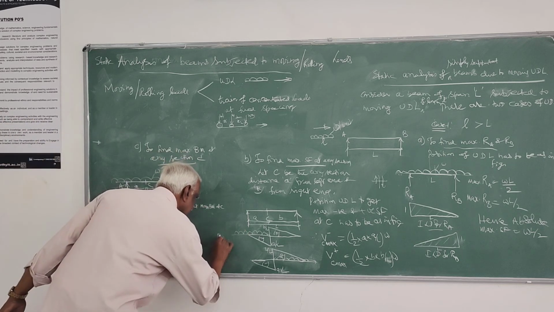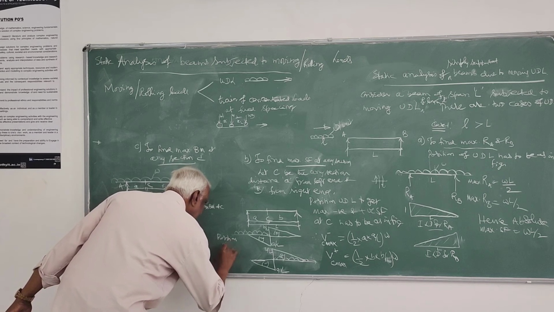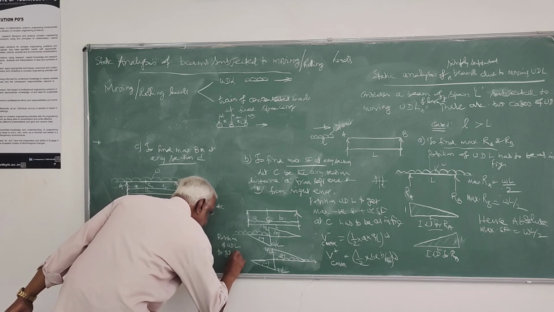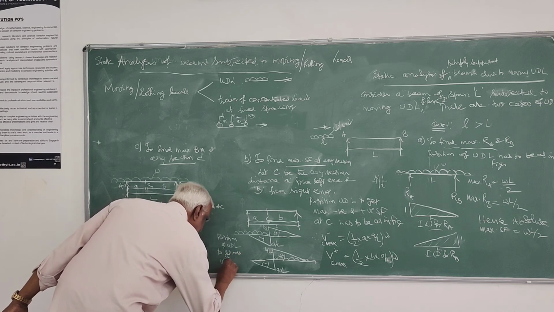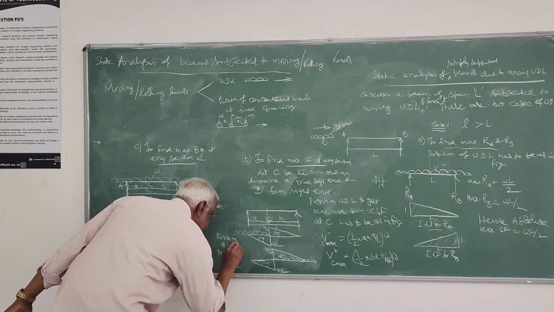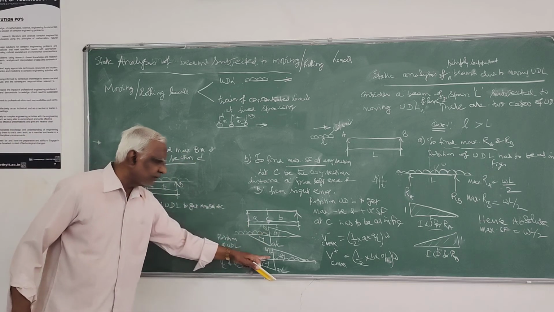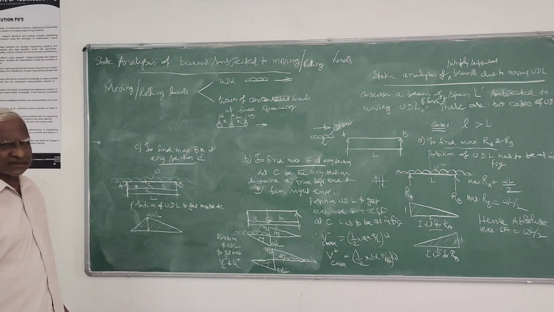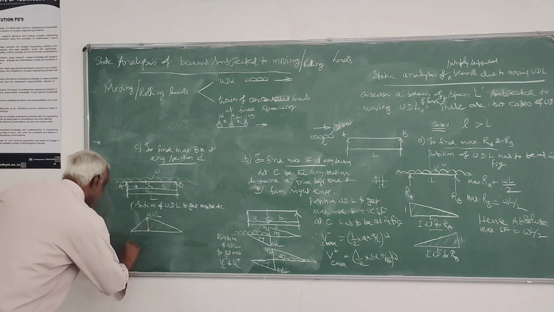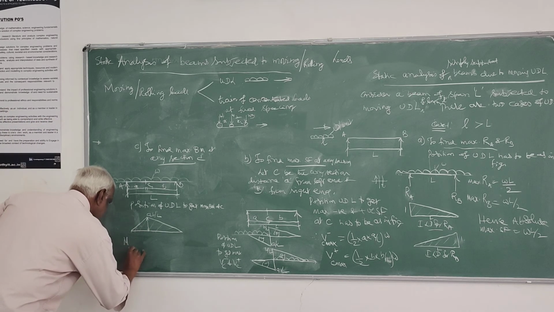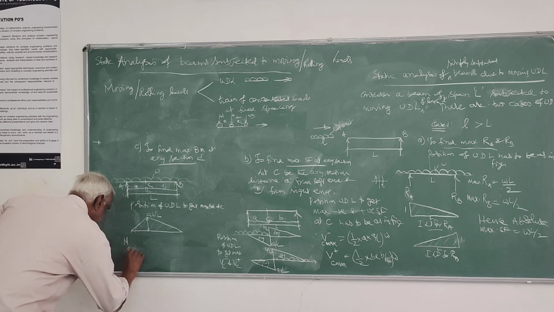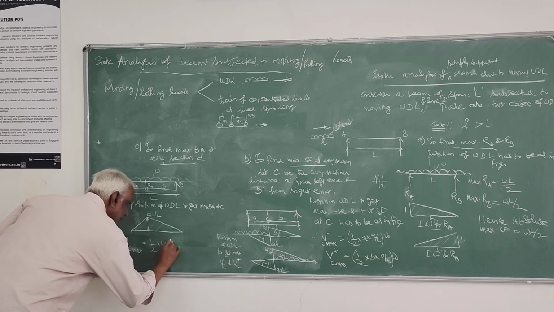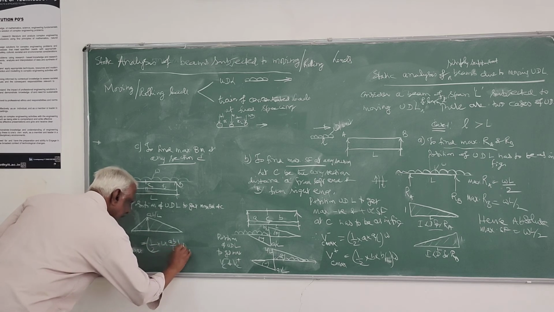Here, this is the position of UDL to get maximum shear at C, negative and positive. That is the position for maximum shear reaction. That's all. Therefore, MC maximum is half into L into AB by L, that's the area into intensity.